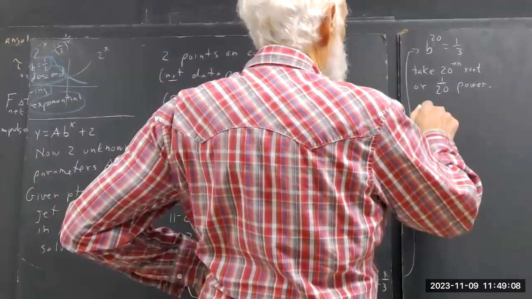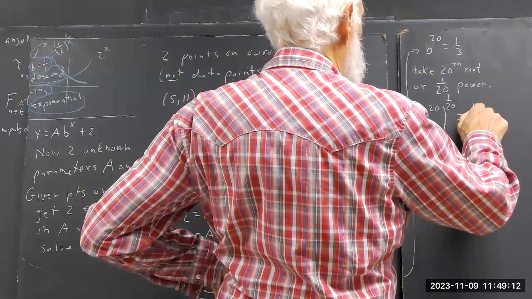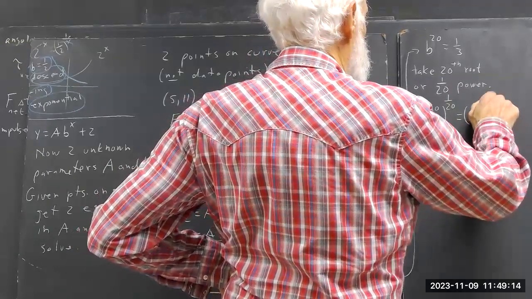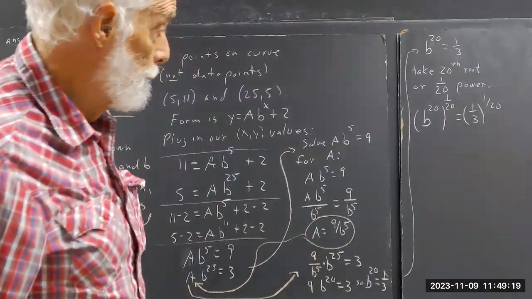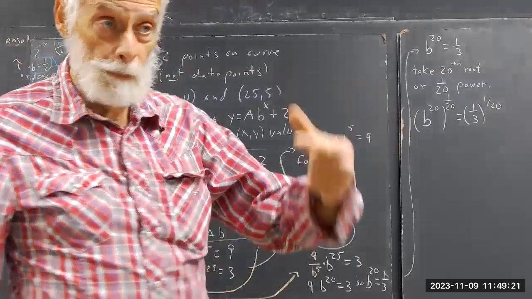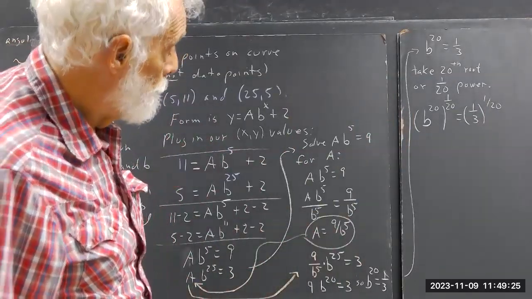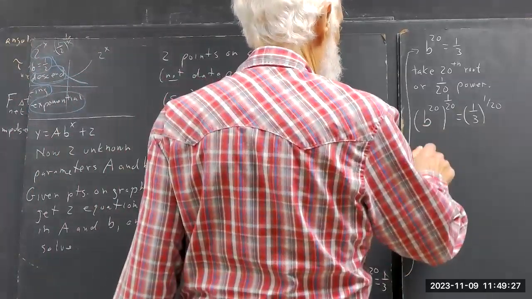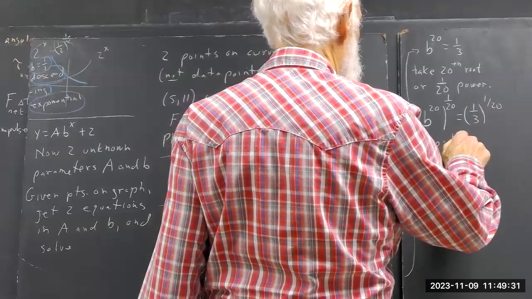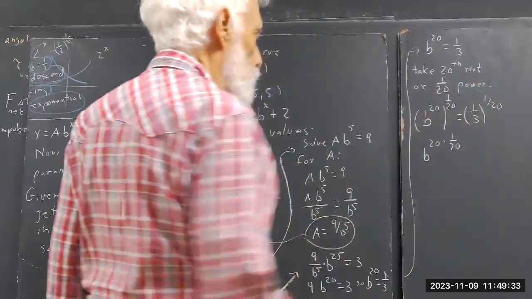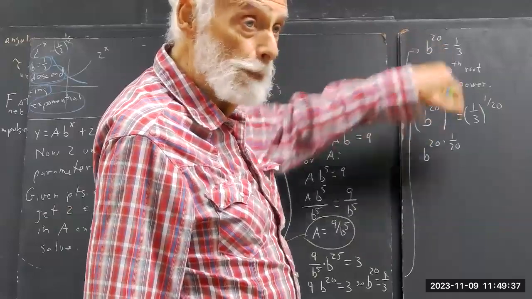b to the 20th to the 1/20th then would equal 1/3 to the 1/20th. Take the 1/20th root of both sides. Then b to the 20th raised to the 1/20th, you multiply the exponents. You raise the power to the power, you multiply the powers.